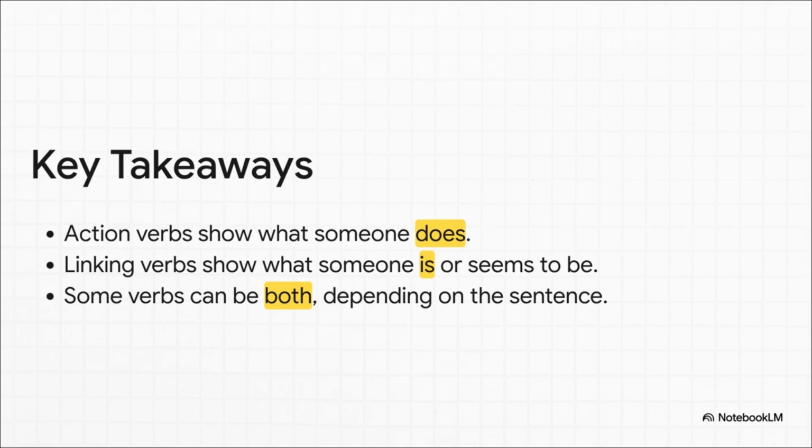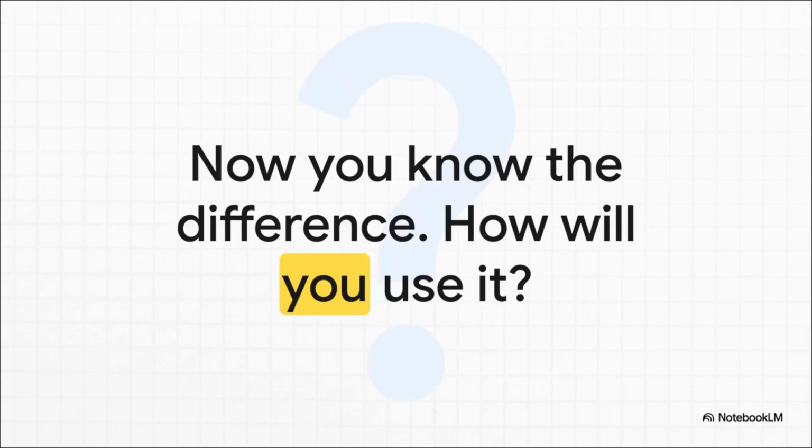So, let's wrap this all up with the key things to remember. Number 1, action verbs show what a subject does. Number 2, linking verbs show what a subject is. And number 3, and this is the big one, context is everything. Some verbs can wear both hats, so you always have to look at the job they're doing in that specific sentence. And that's it. You've just mastered a core concept of English grammar.